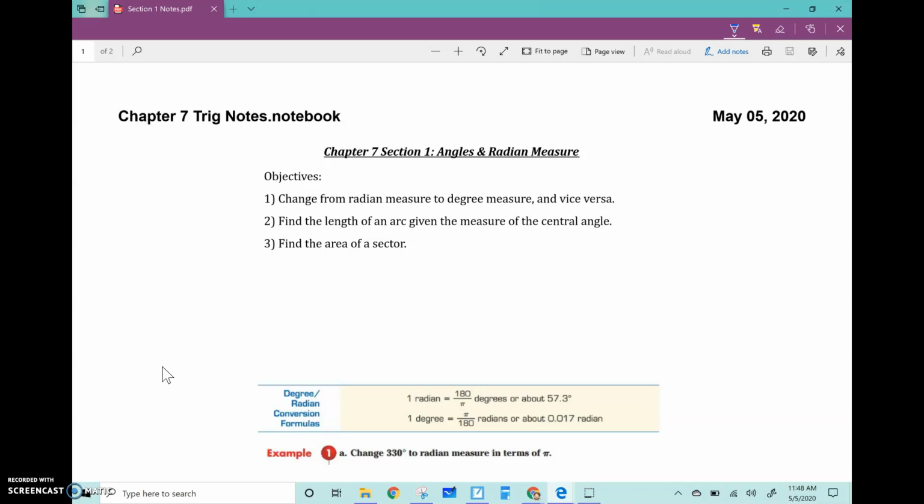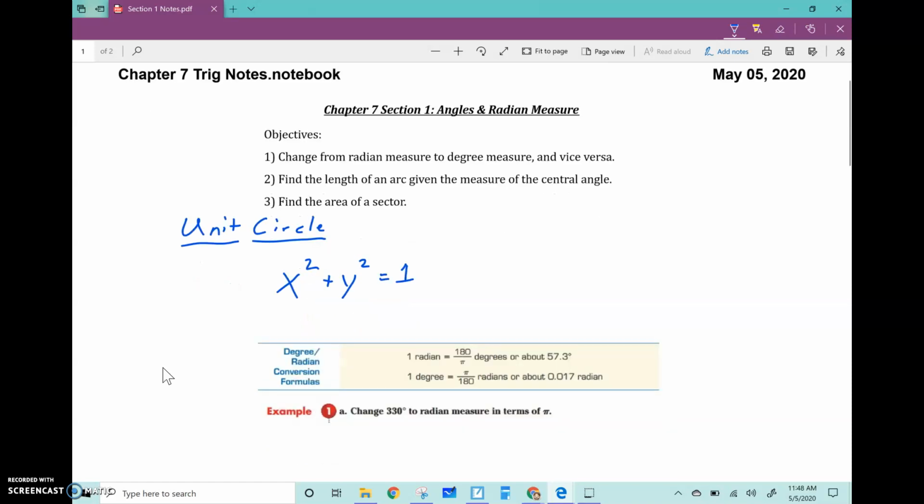And I just wanted to address the formula for the unit circle. What we'll need to do is just keep that in mind for the couple weeks to come here. And that equation is x squared plus y squared equals 1. And we'll get into more of that later on in the chapter.